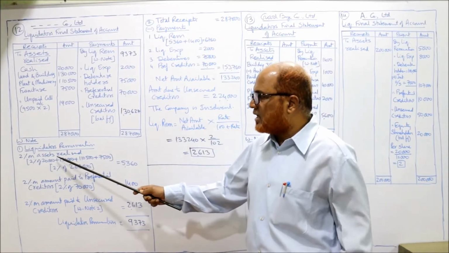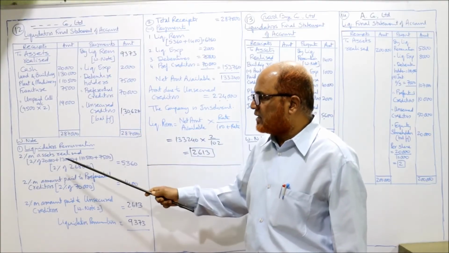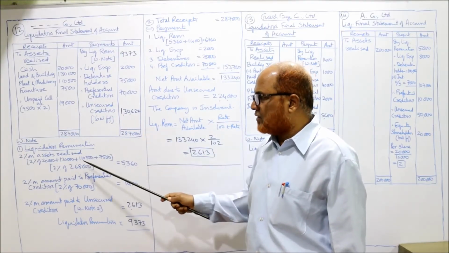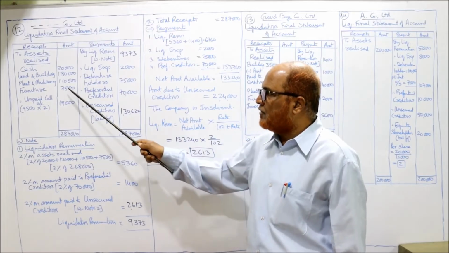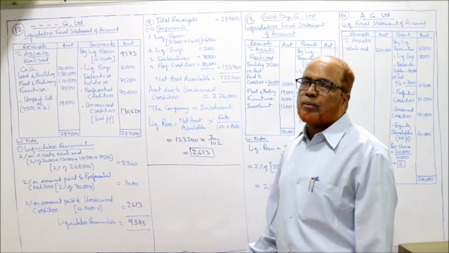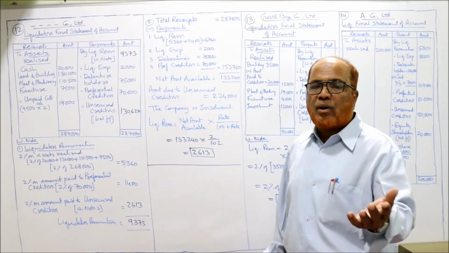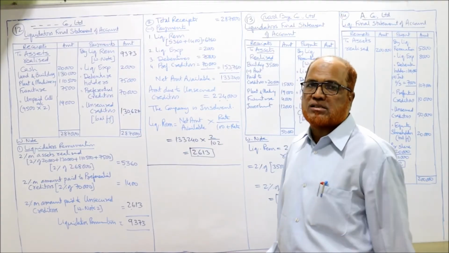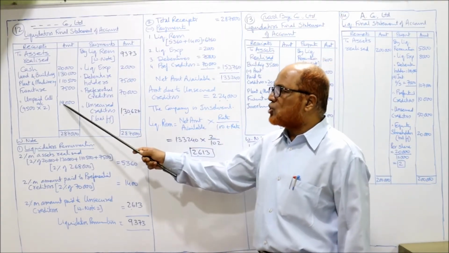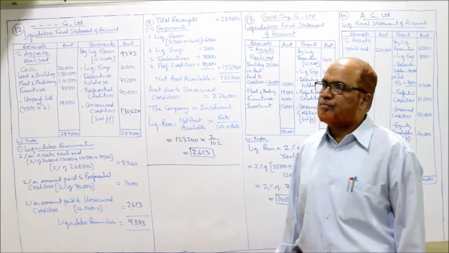So how much assets has he realized? 20,000 rupees cash, 1,30,000 land and building, 1,10,500 plant and machinery, furniture 7,500. The unpaid call account should not be included because this is not an asset realized. This is the amount received from the shareholders, so it should not be considered for calculating liquidator's remuneration, right?